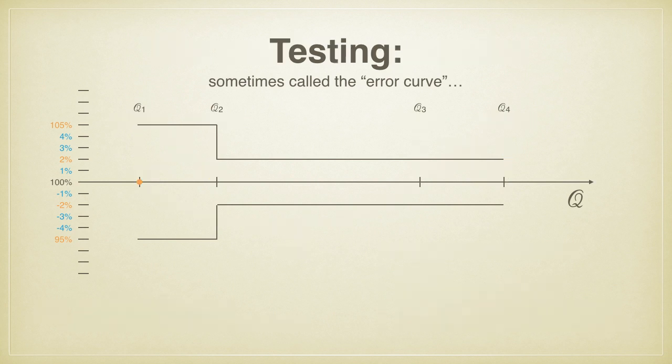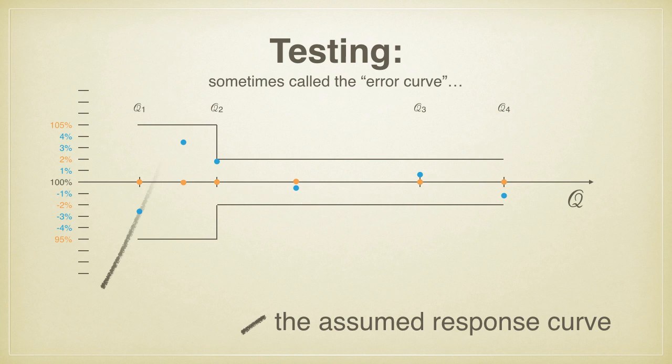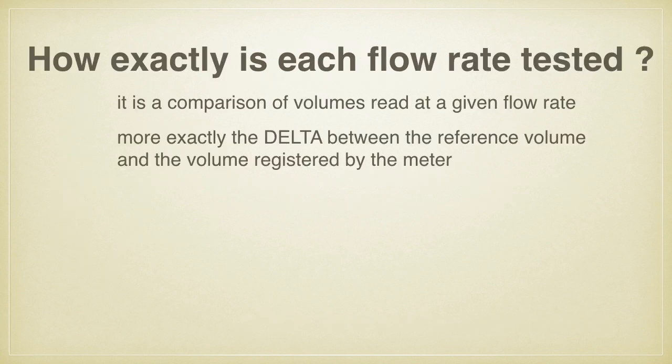So testing. When we test a meter, we establish, in this case, 6 testing points or 6 targets, and we plot the results along these targets. When we join the different results, this gives us a curve. This curve is the visualization of the precision of the meter and therefore the quality under test. But how exactly is each flow rate tested?